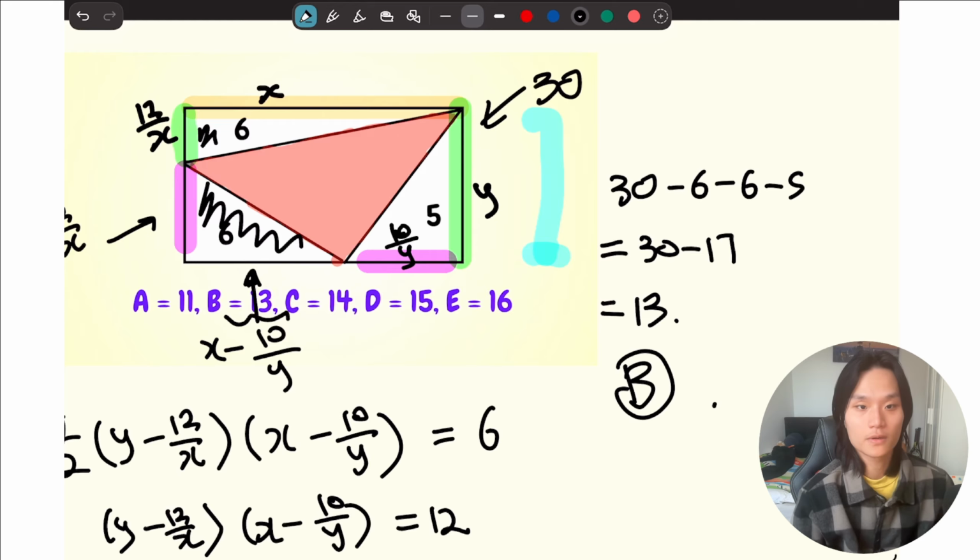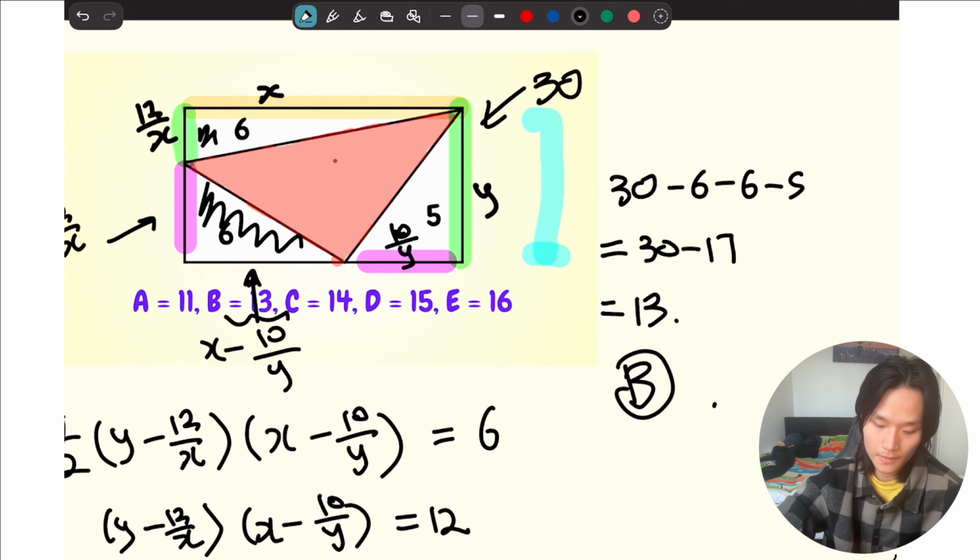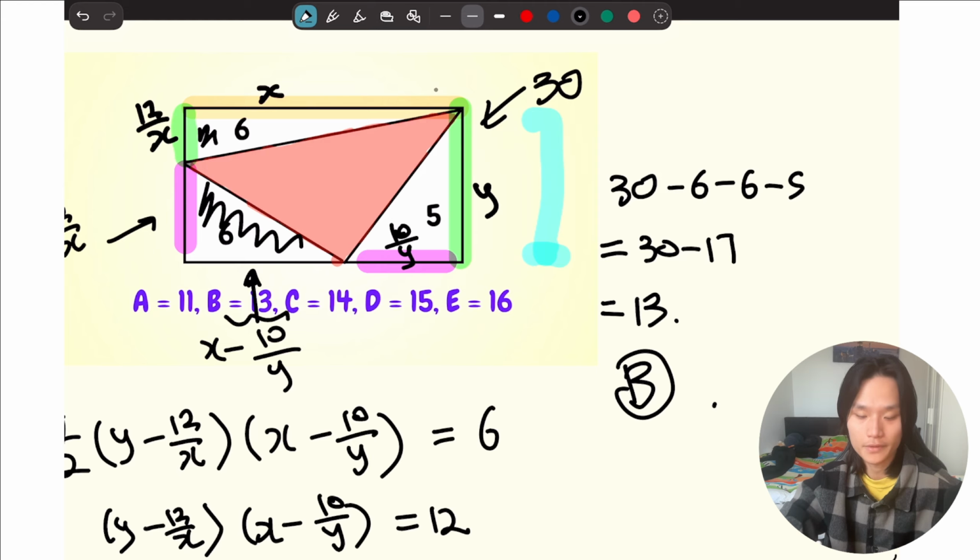I think this was quite a good problem because we didn't have to work out the side lengths of the triangle in the middle. And yeah, I hope you enjoy it, and I'll see you in the next one.